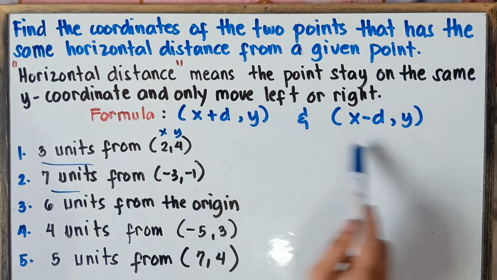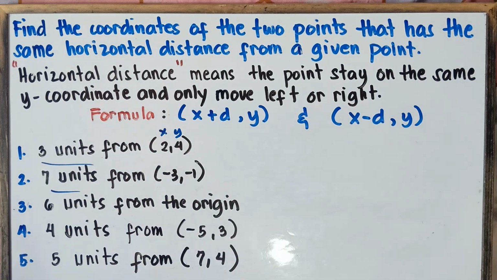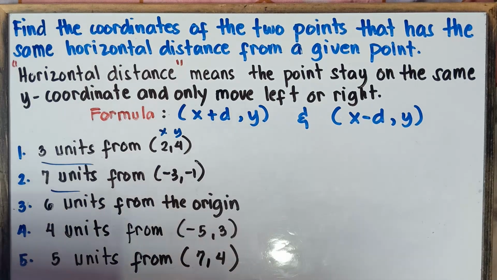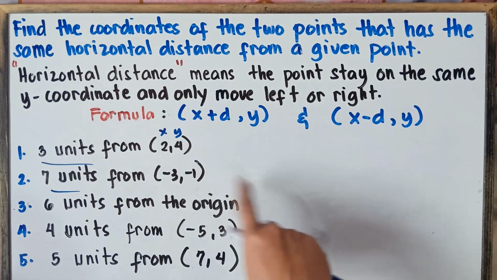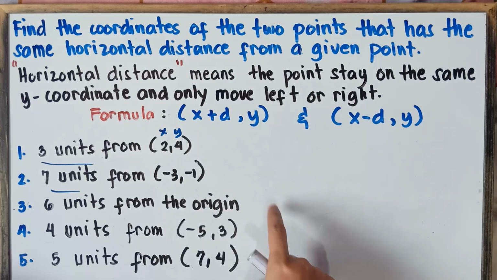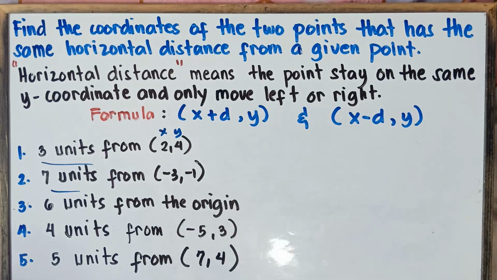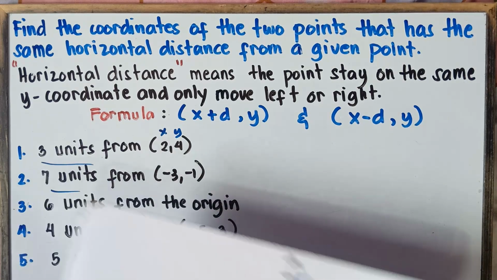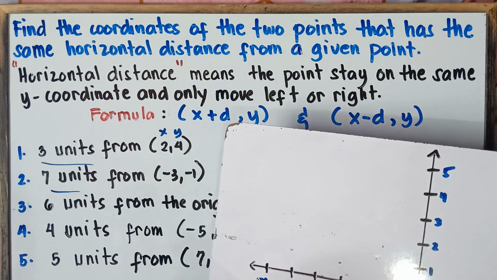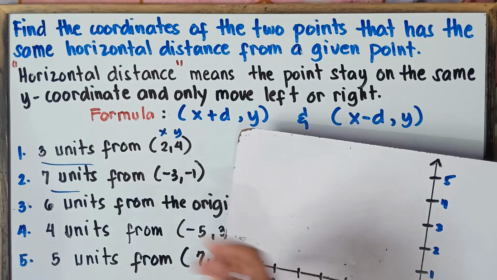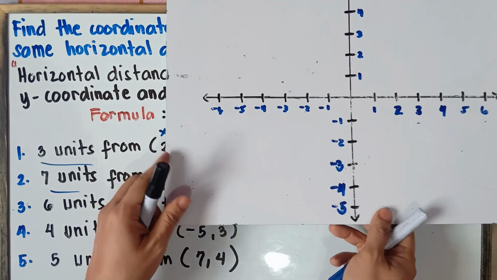Now, before we use this formula, class, let's have our illustration for you to really understand this one. I'm sure it's very easy to answer if you plot this on the Cartesian plane, but no need to do that because it will really take time. Example number 1: 3 units from (2, 4). So our ordered pair is (2, 4).